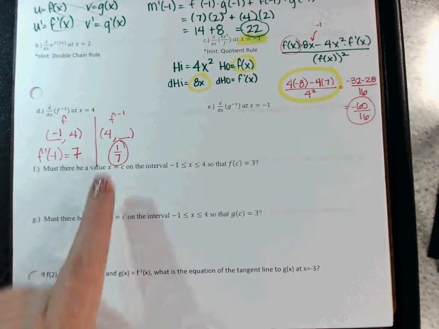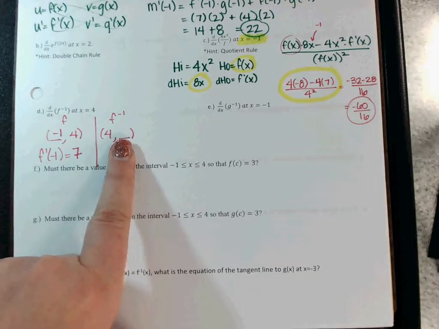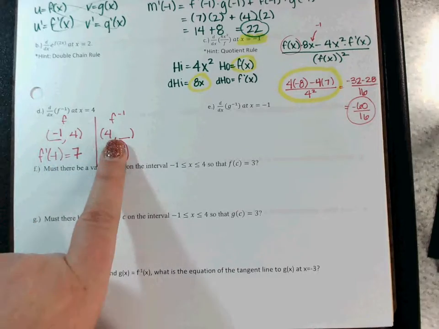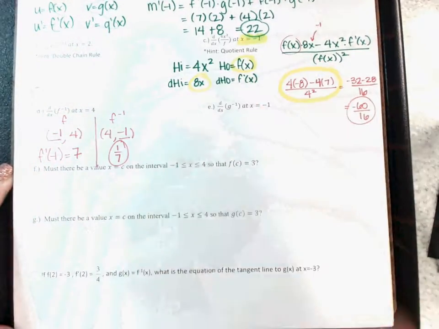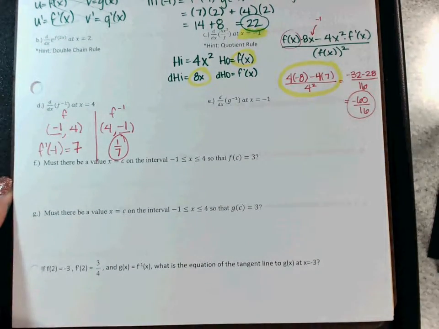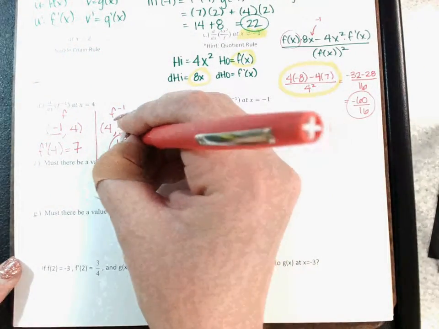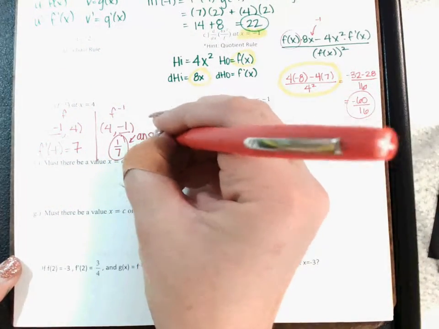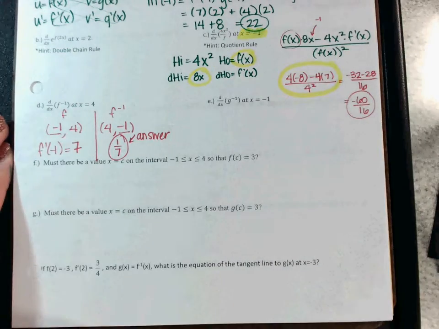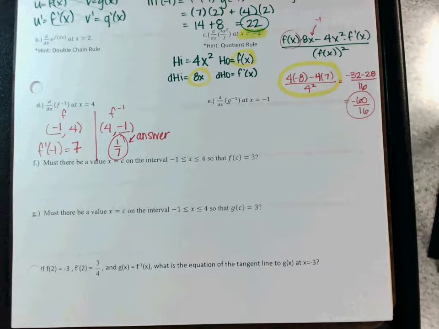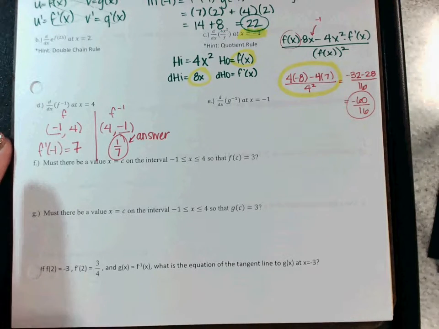Now, you don't actually need to fill this in, but you could. If this is negative 1, 4, what's this one? 4, negative 1. Very good. But this is the answer that they're asking for. Now, I think later on in the packet it asks you to write an equation of a line, then you'd have the point and the slope to write that equation. Okay? Questions are good?